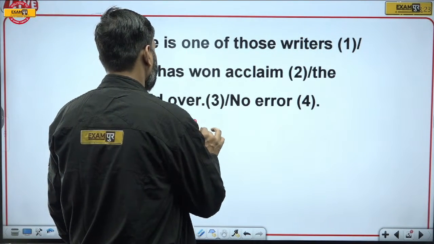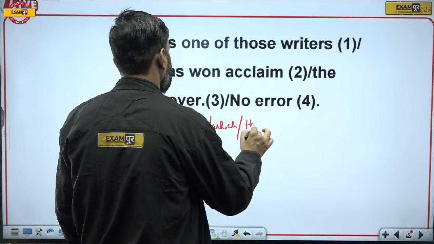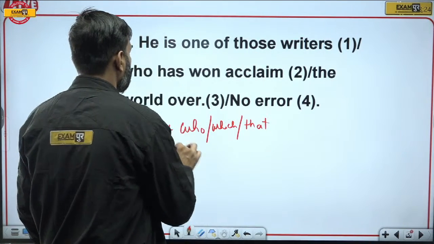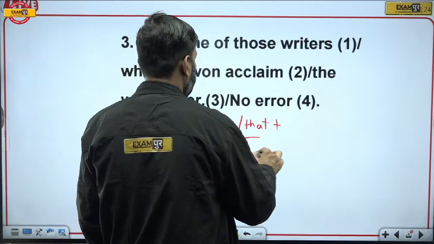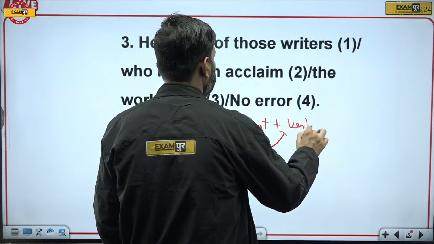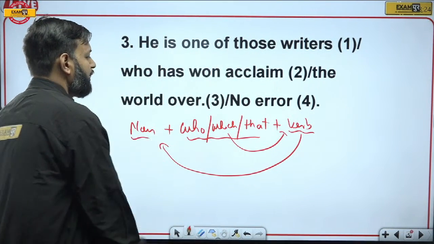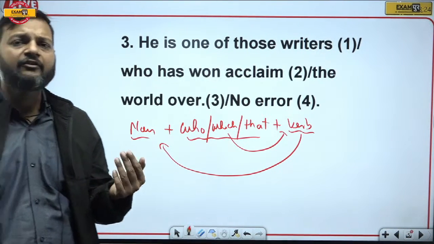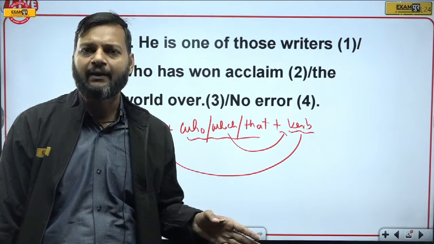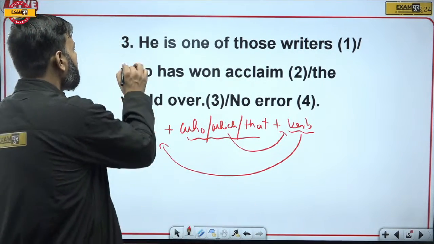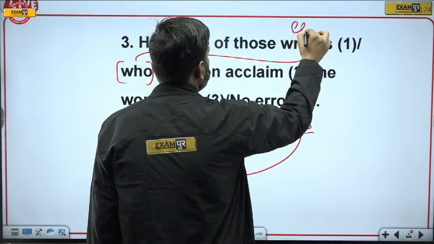Relative pronoun who, which, and that. The rule is that a relative pronoun is followed by a verb which should agree with the noun or pronoun before it. The verb after a relative pronoun must agree with the noun or pronoun before them. So here who is the relative pronoun, and before who we have writers, which is plural.